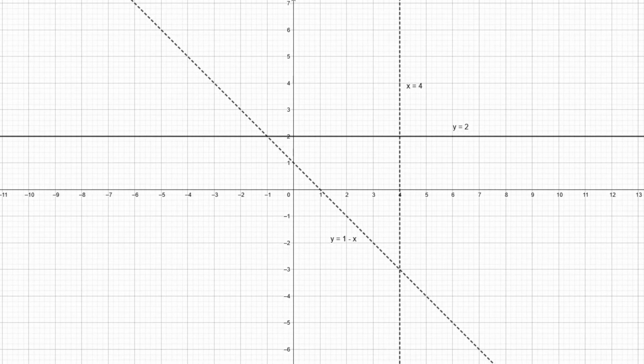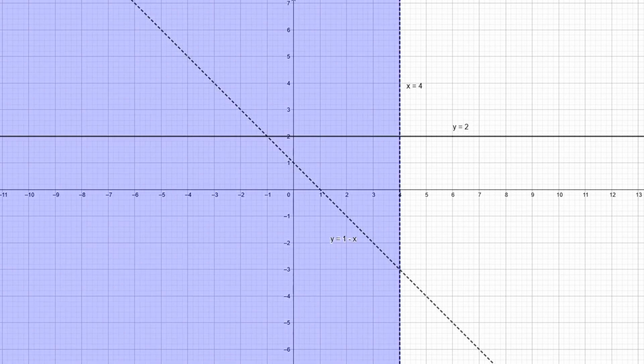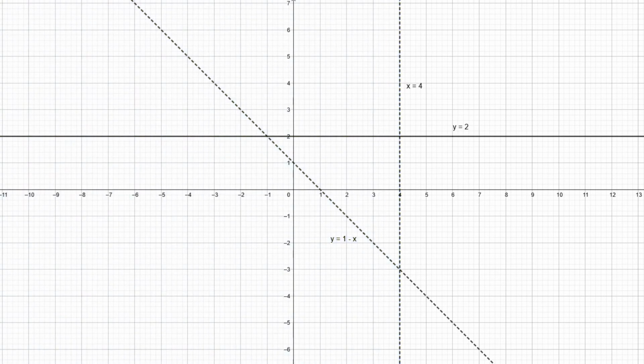Now for each of these lines, we have to consider which region we are interested in. If x is less than 4, that is going to be the region to the left of the dotted line x equals 4. If y is less than or equal to 2, that is going to be the region including and below the solid line y equals 2.